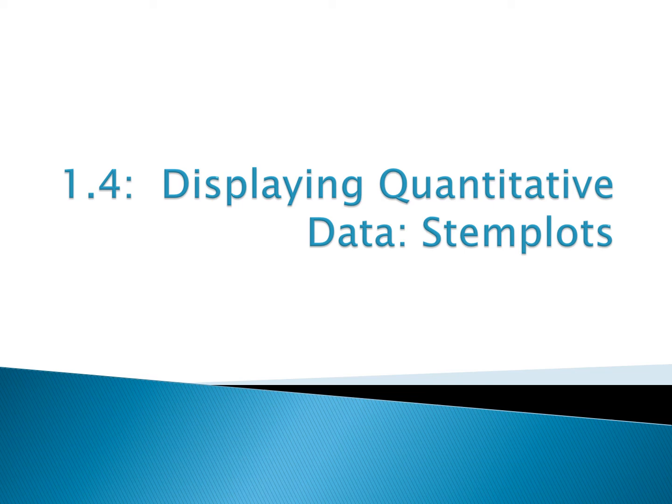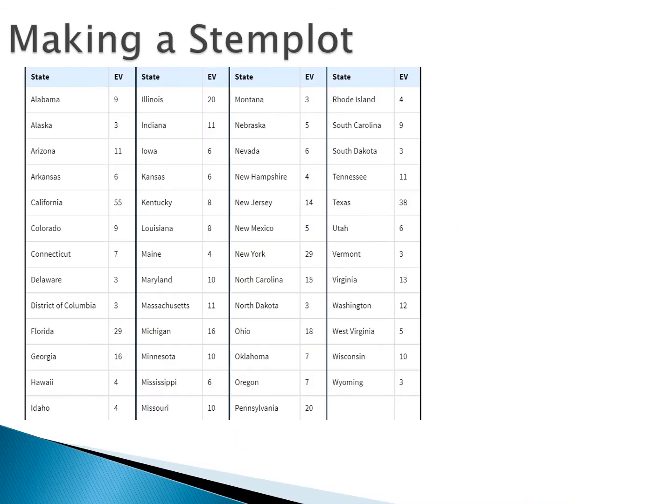Section 1.4, Displaying Quantitative Data, Stemplots. Now, you've probably seen stemplots before, although it's a little less likely that you've ever had to actually make one by hand. So our data set here are the electoral votes awarded in a presidential election for all 50 states and the District of Columbia.